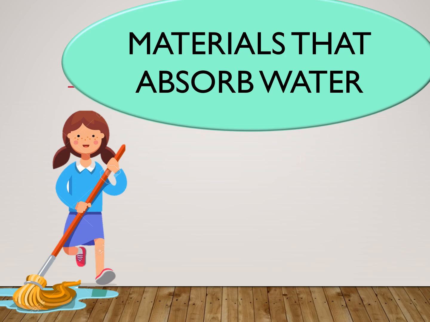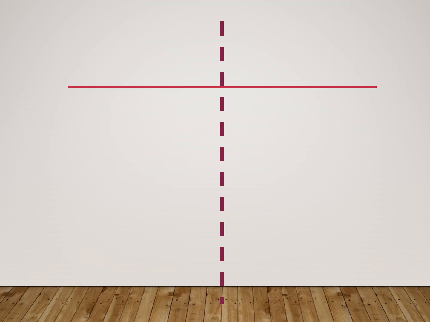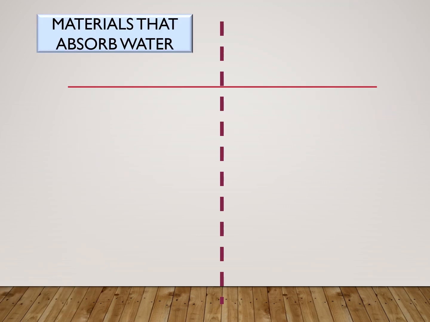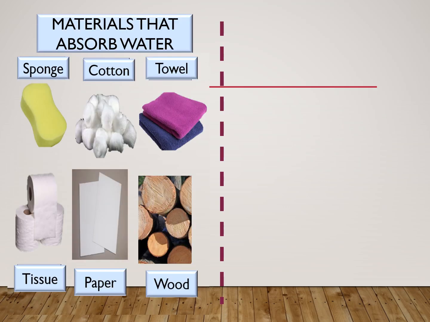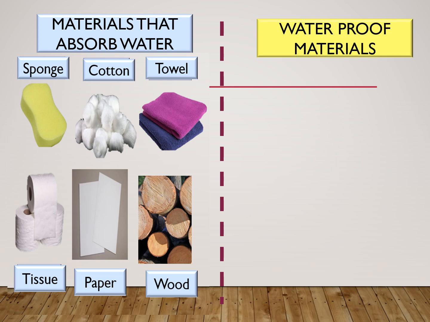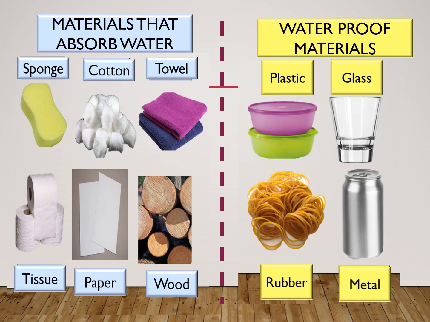Let's start the lesson with materials that absorb water. The examples of materials that absorb water are sponge, cotton, towel, tissue, paper, and wood. Sponge has the highest ability to absorb water, followed by cotton and towel. And waterproof materials, that are materials that cannot absorb water, are plastic, glass, rubber, and metal.